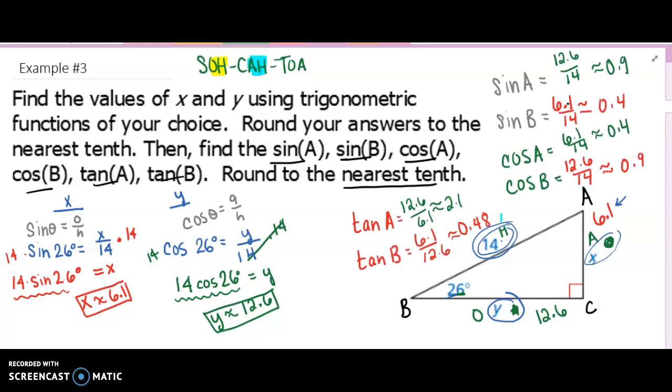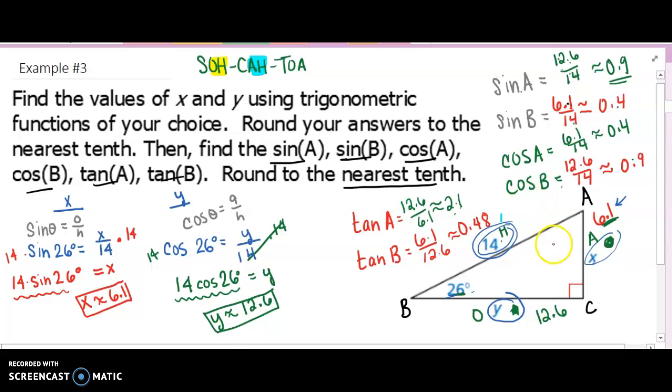All right. So when I found my sine of A, sine is opposite over hypotenuse, so 12.6 over 14, which goes to roughly 0.9. Okay, sine of B, you flip, right? The adjacent and the opposite change from A to B. So the opposite of side B is 6.1 over the hypotenuse, which is still 14, which gives you 0.4. Cosine of A is 0.4, cosine of B is 0.9, tangent of A 2.1, tangent of B 0.48.